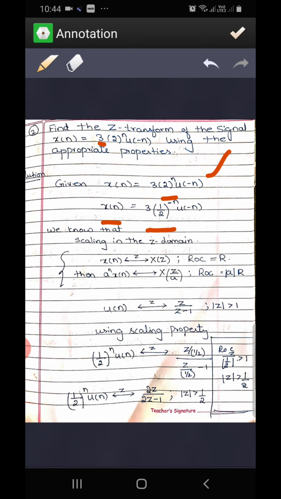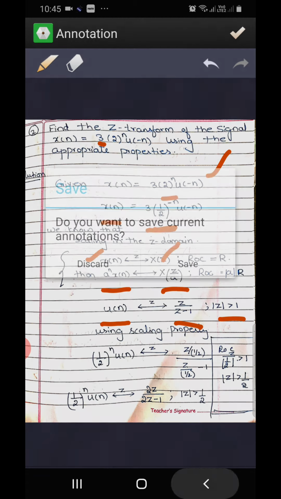Now we know the scaling property. Suppose x of n has z transform x of z, then a raised to n x of n has z transform x of z by a. Now we know that u of n is z by z minus 1 for mod z greater than 1. Now we'll use the scaling property. Instead of a raised to n, we have 1 by 2 whole raised to n.